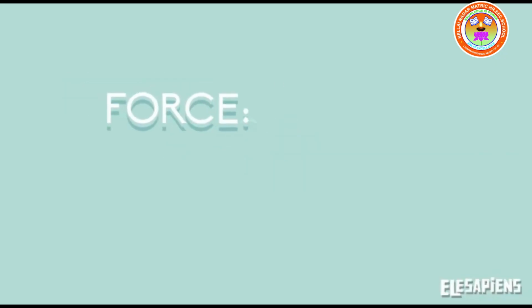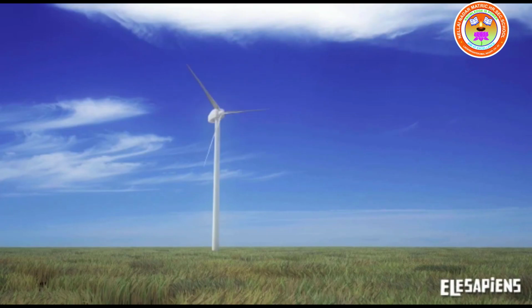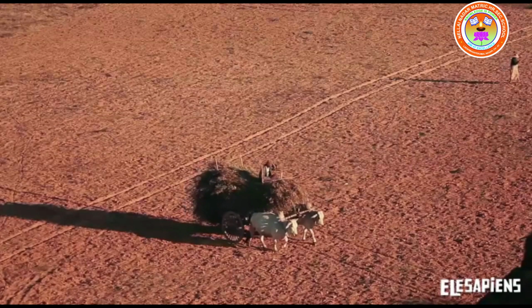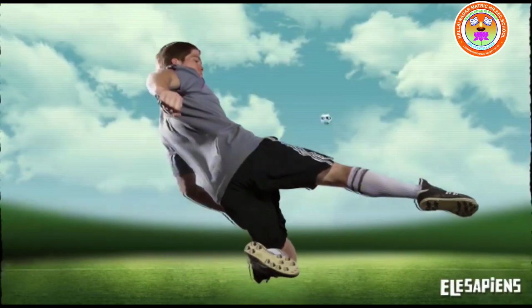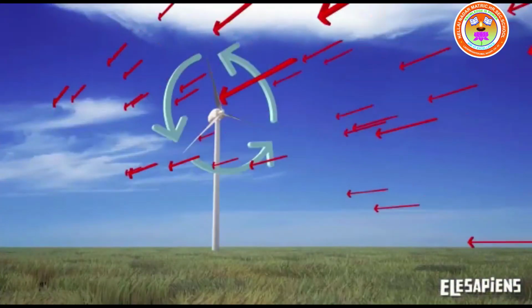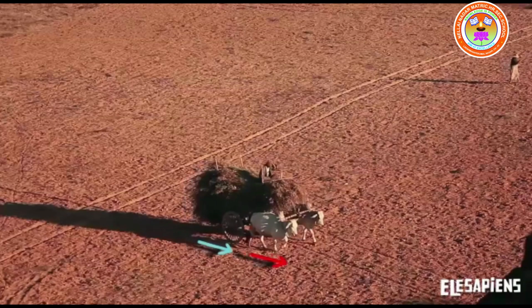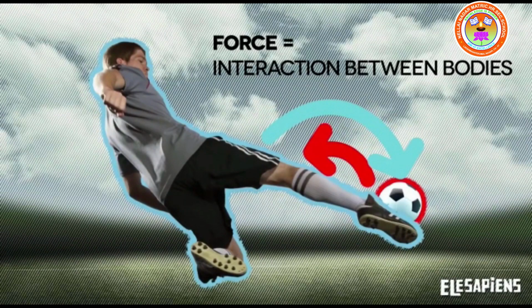A force is a push or attraction exercised by one object upon another, such as the force of the wind on the blades of a windmill, the attraction between two magnets, an ox pulling a wagon, or your foot kicking a ball. A force would not exist by itself because it is an interaction. What this means is that it depends on the relationship between various objects.